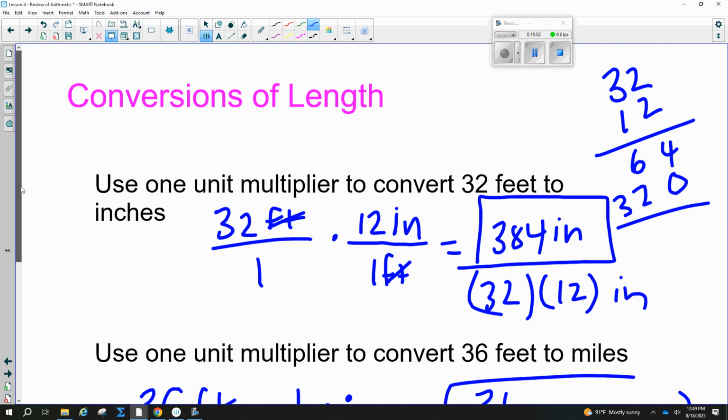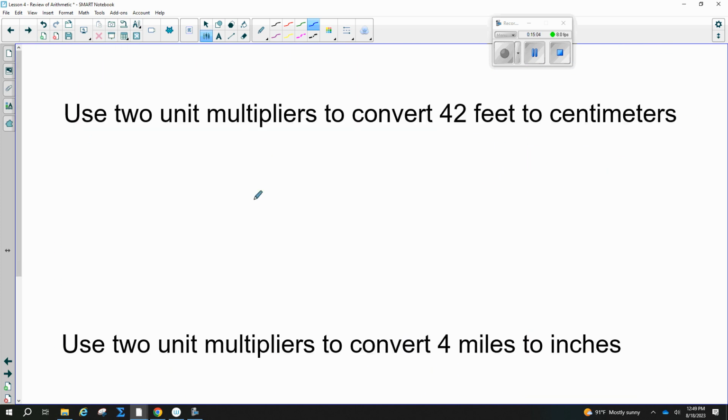Use 2 unit multipliers to convert 42 feet to centimeters. All right, you guys, 42 feet. Start with that over 1. I want to convert to centimeters. So first, feet has to go to what, you guys? Inches. Okay, feet goes to inches first. So 1 foot is equal to 12 inches. I have to put feet on the bottom since feet was on the top.